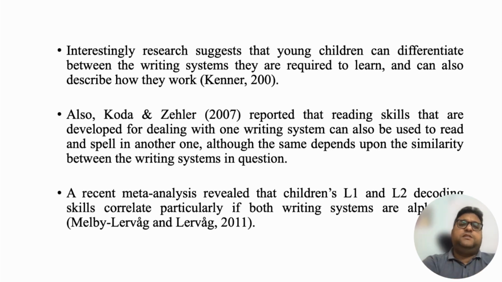Interestingly, research has suggested that young children can actually differentiate between the writing systems they are being taught, and they are also good at being able to describe how these things work. Also, Koda and Zeller reported that reading skills developed for one writing system can be used to read and spell in another one, which again depends upon the similarity between the two.